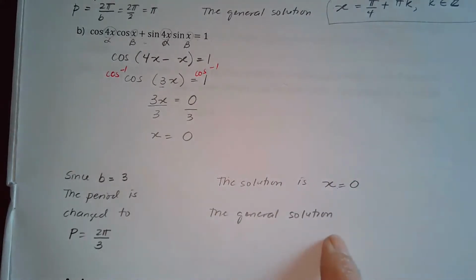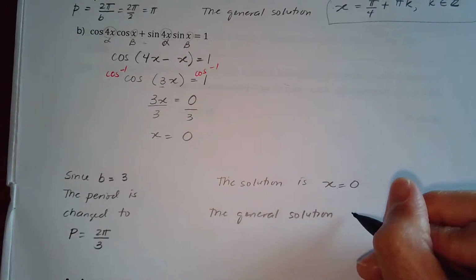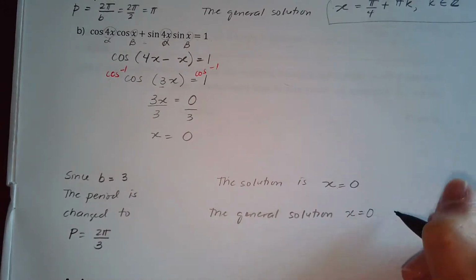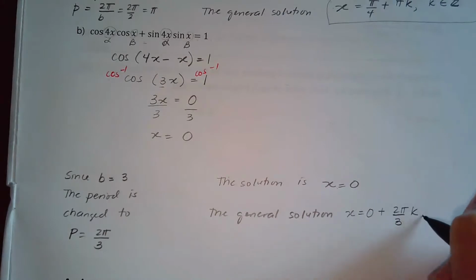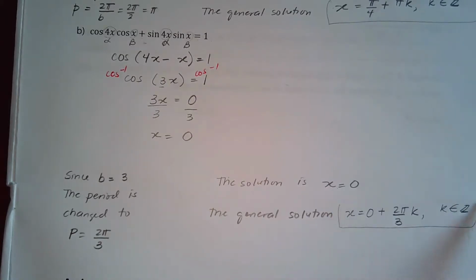And the general solution, if later on you're asked for it, would be x equals 0 plus 2 pi over 3 times k, where k is an element of the integers. Okay, so here you go.